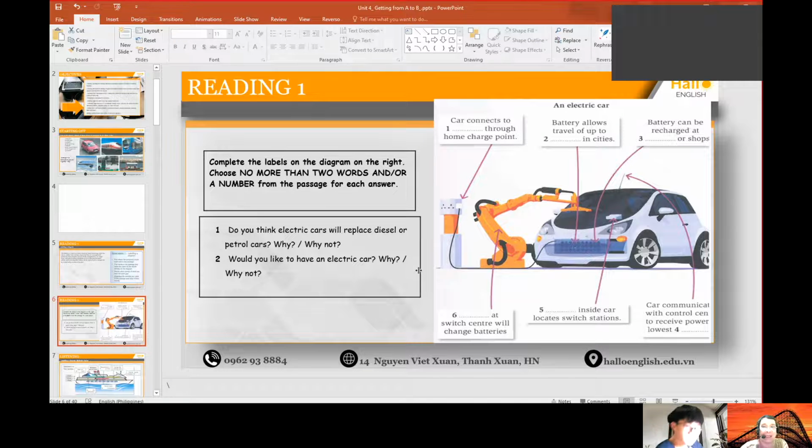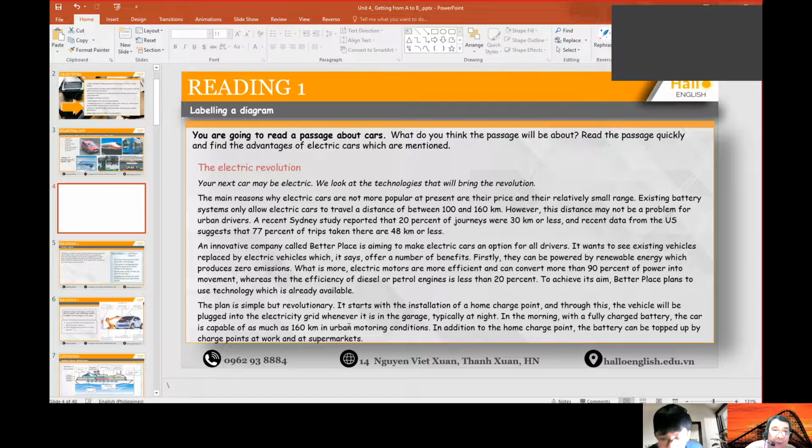Okay. So let's try to answer them. What do you think? Hmm. Car connects to the charge point. Again, car connects to charge point. Okay, let's go back in here. Wait.